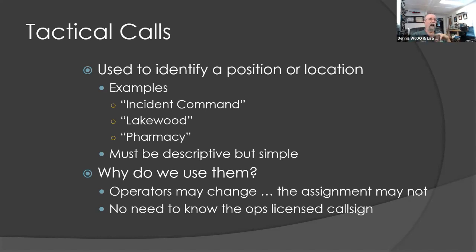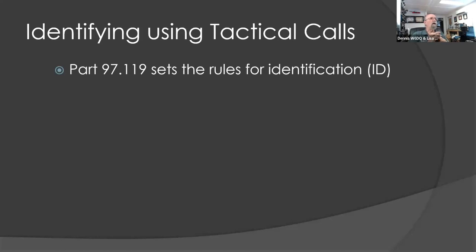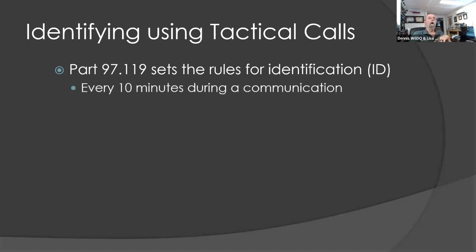That's what they are. Now, the big question that people always have is, how do you identify when you're using a tactical call sign? And it's really simple. It's very, very simple, and it's very clear if you go read Part 97. It's actually in Part 97, paragraph 119, that sets the rules for identification. It says, during a communication, you must ID every 10 minutes, or at the end of a communication.